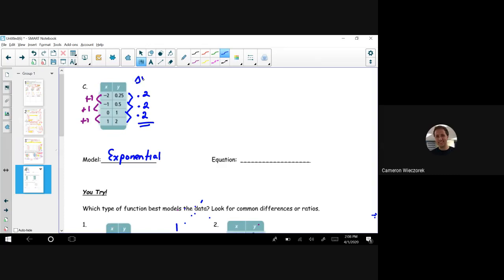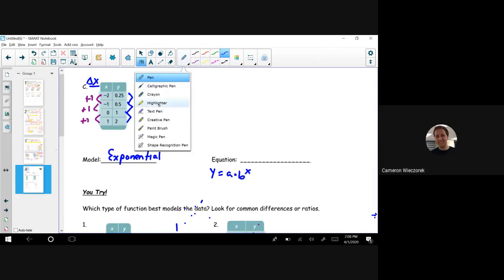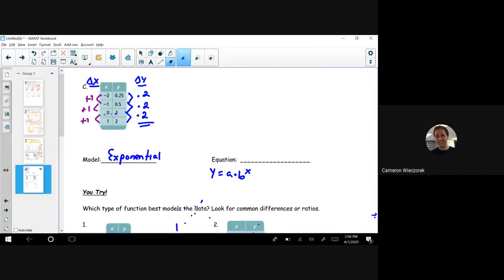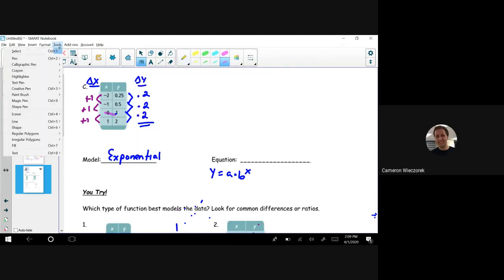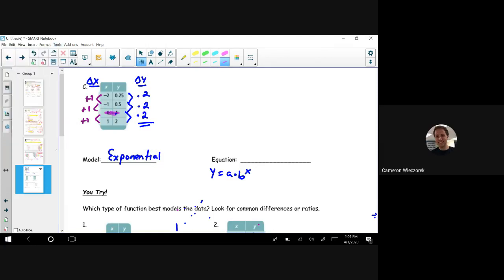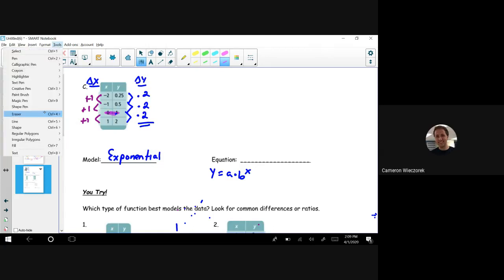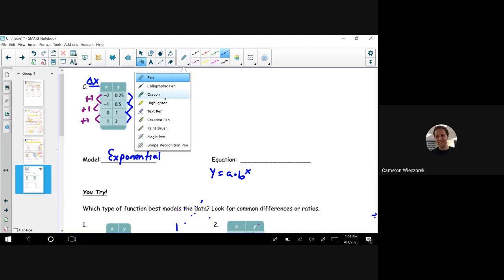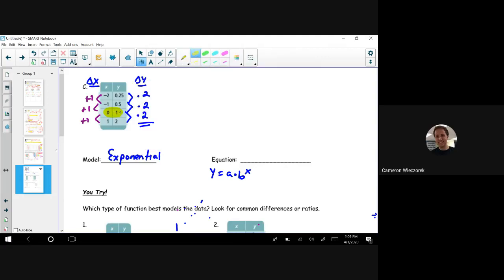So here's my change in y, here's my change in x. The equation, well, it's exponential, means that we can do a times b to the x. My starting value, my a in this case, would be at 1. Oh, I didn't want to delete that. There we go. Let's do highlighter. There we go. There's my a value at 1, since it corresponds to an x value of 0. There's a.